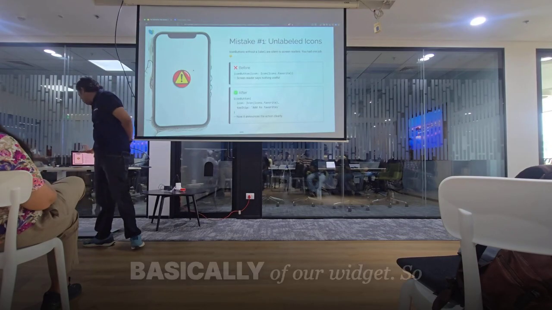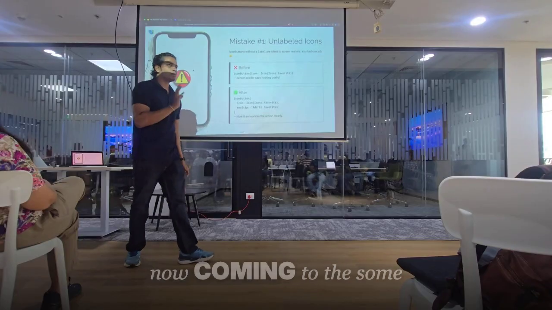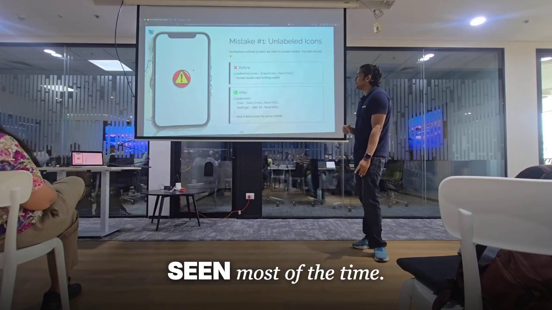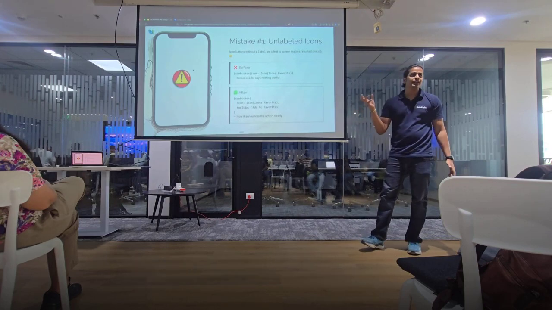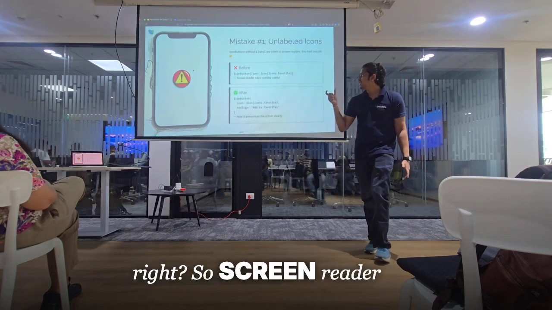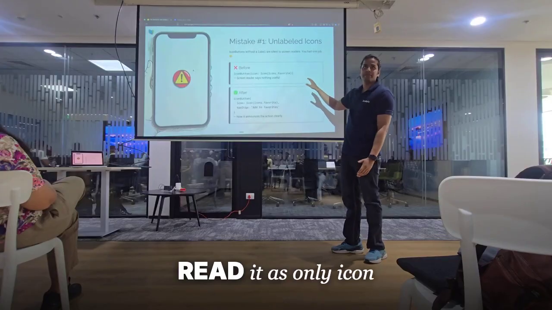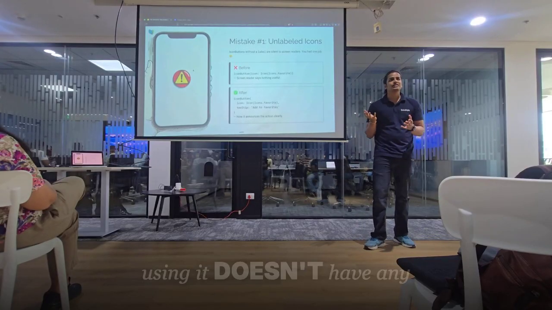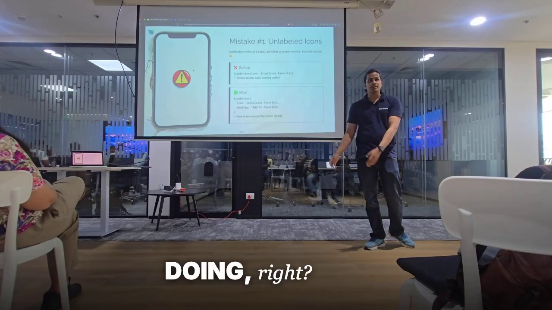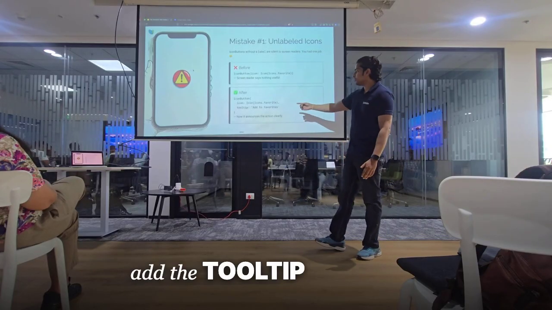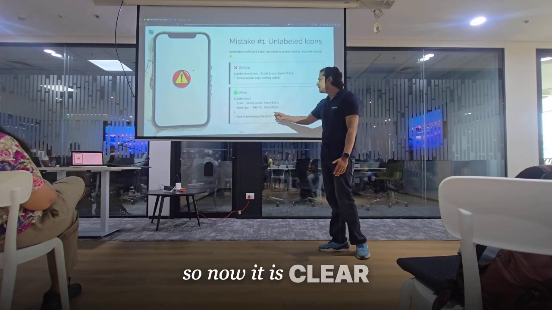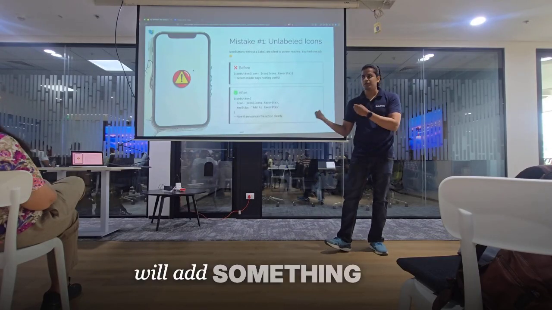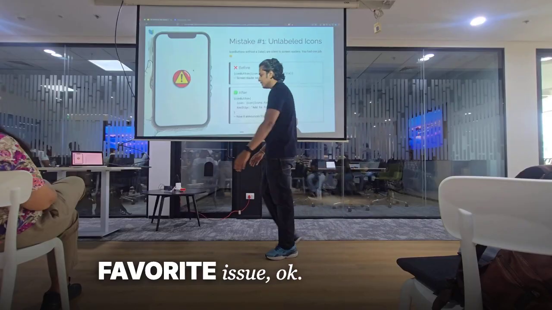Now coming to some common mistakes which I have seen most of the time. Basically we have an icon, right? The screen reader will read it as only icon favorite, right? So the user doesn't have any context about what it is doing. If we add a tooltip, for example, now it is clear that if I press this button, it will add something to my favorites.